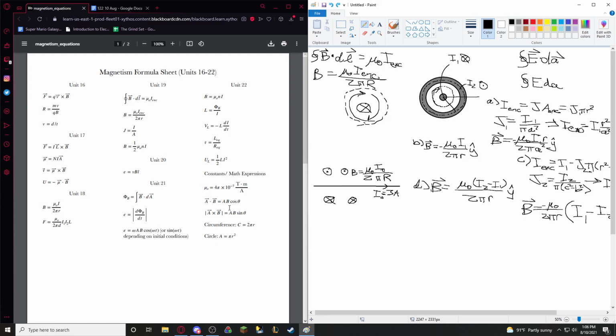Once you get into motional EMF and Faraday's law and Lenz's law, it gets a bit more complicated. But even then, it's not too bad.